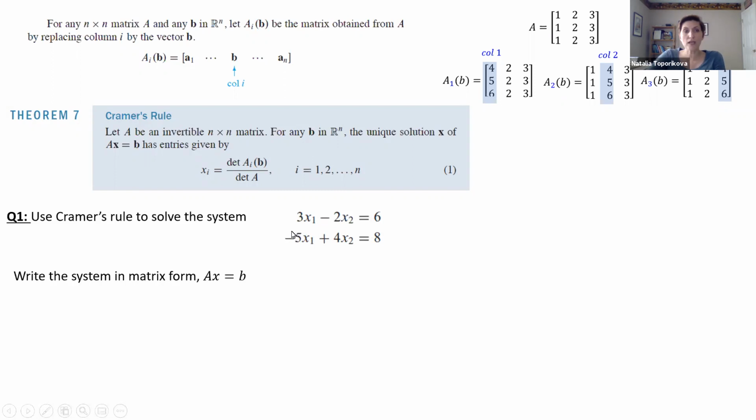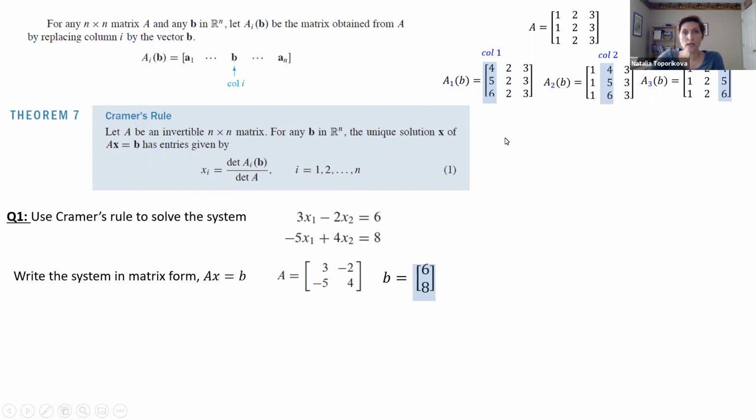Okay, let's write it in matrix form first. Again, we're just taking the terms in front of x1 and x2, and we write them as a matrix. From the first column, we get 3 and minus 5 as multipliers for x1. From the second column, we get minus 2 and 4 as multipliers for x2. And of course, our vector B is just the right-hand side, 6 and 8.